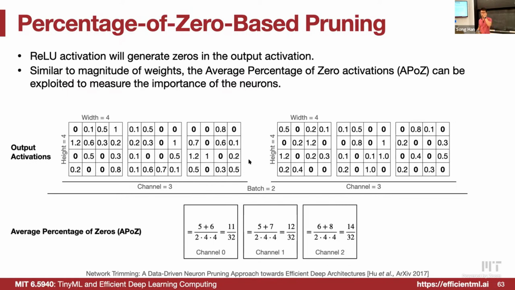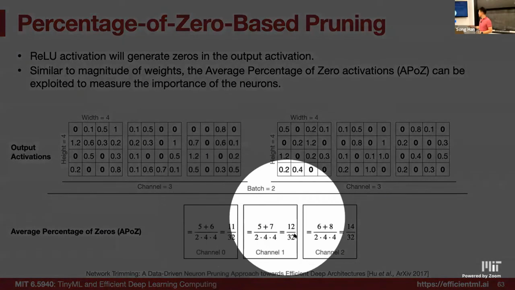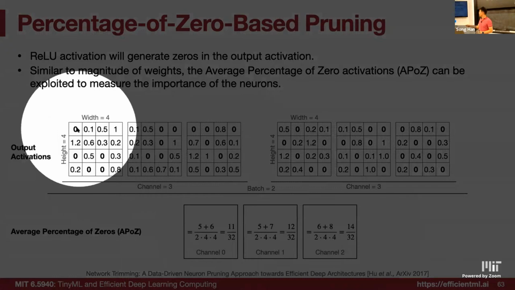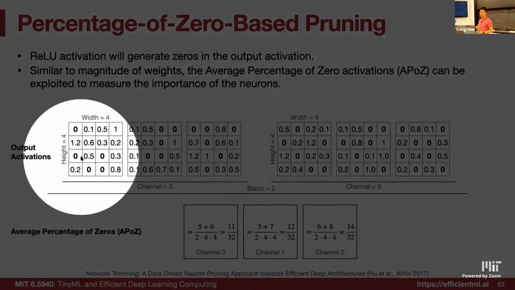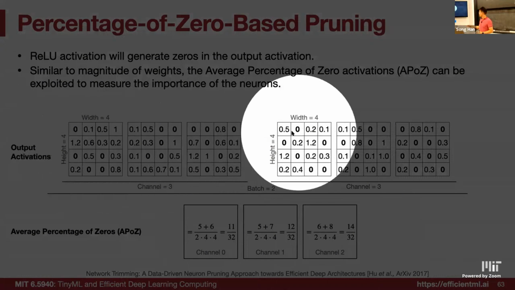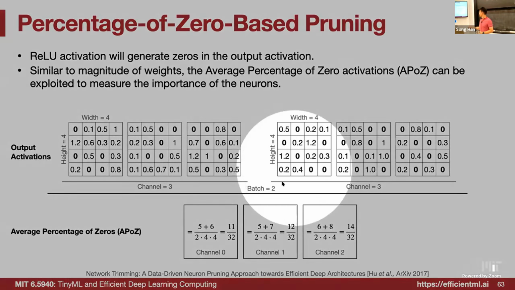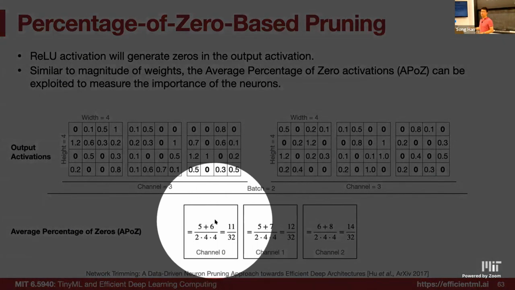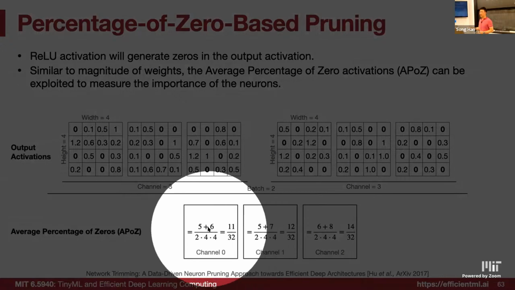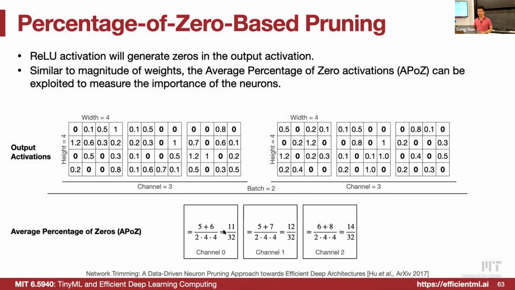So rather than using complicated math, let's just see that from a simple example. Okay, so there are 2 batches. What is the average percentage of zero of channel 0, channel 1, channel 2? For channel 0, here we have 5 zeros. And in the second image, we have 1, 2, 3, 4, 5, 6. We have 6 zeros. And how many elements do we have in total? 4 by 4, we have a batch of 2. So 2 times 16, 32. So this is the average percentage of zero for channel 0.